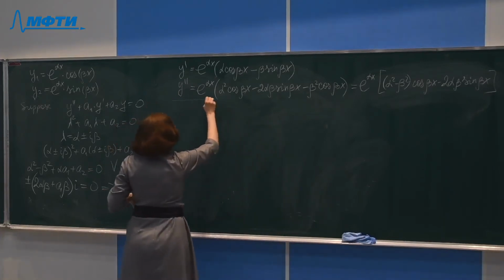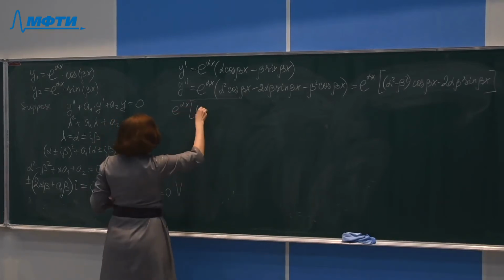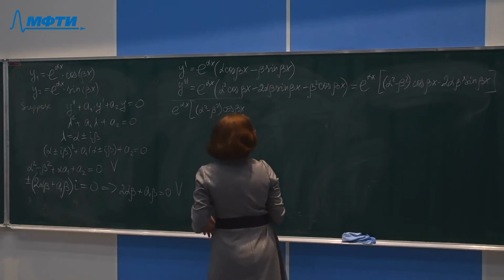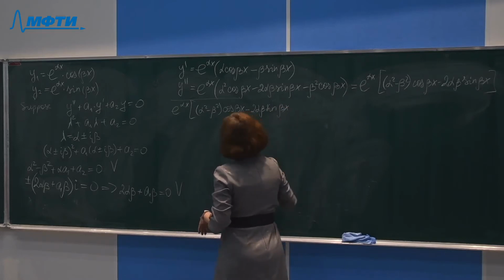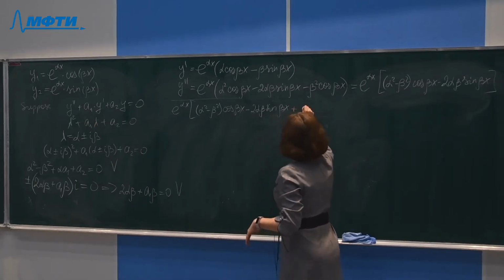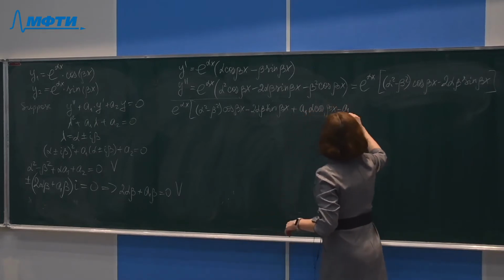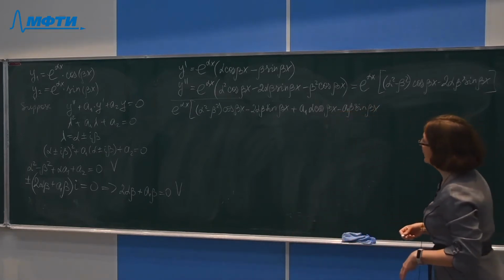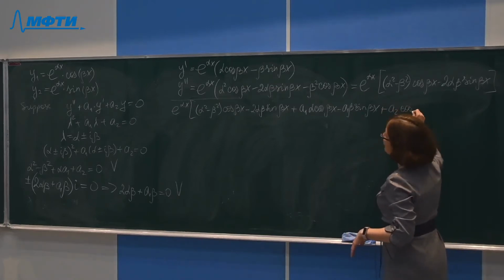This one. We will get the following: e to alpha x multiplied by alpha squared minus beta squared cos beta x minus 2 alpha beta sine beta x, then plus a1 multiplied by the derivative, alpha cos beta x minus a1 beta sine beta x, and plus a2 y, plus a2 cos beta x.